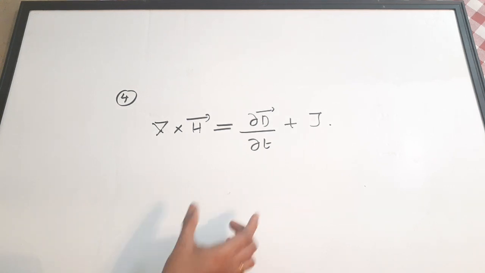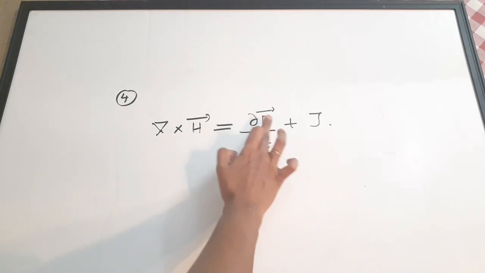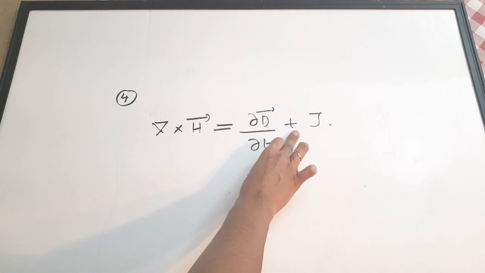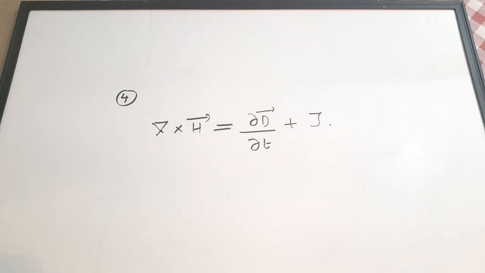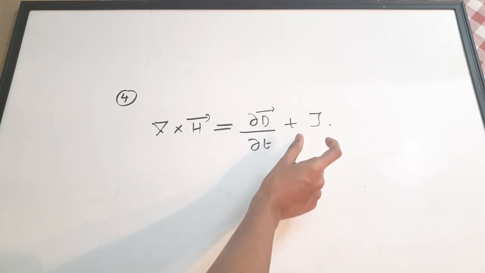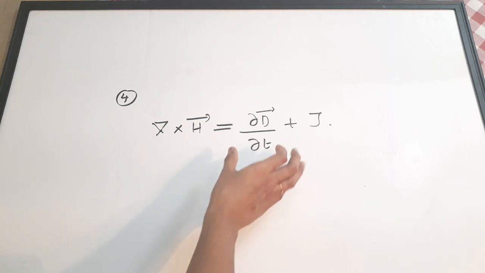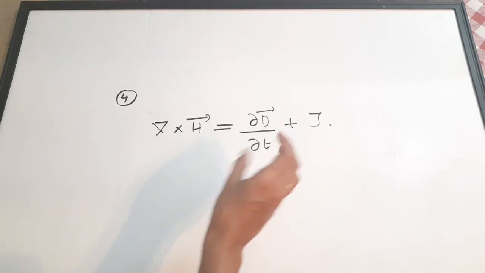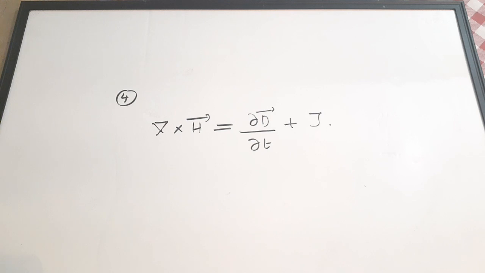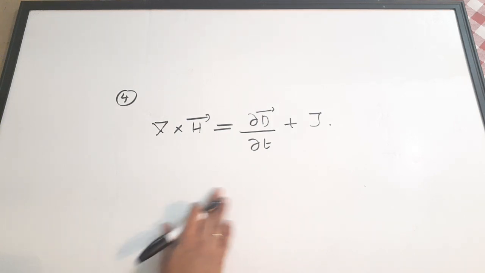Okay. Now, what is the unit of current density? I hope the concept is clear. Del cross H is equal to dou D by dou T plus J. J is a term used for indicating current density. This is also current density, diffusion and drift current densities. So what will be the unit of a current density?